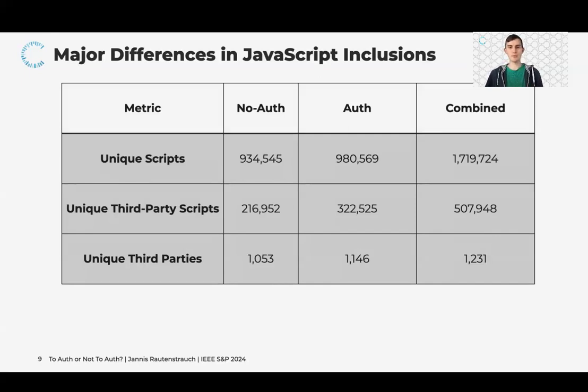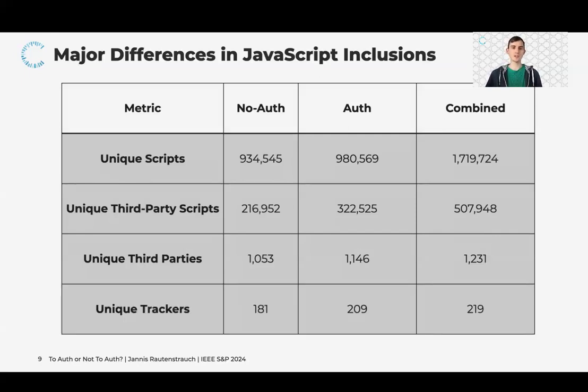The same is true for trackers, where we use the Disconnect.me list to find out whether a third party is a known tracking entity. And here we also see many more trackers in the authenticated state.